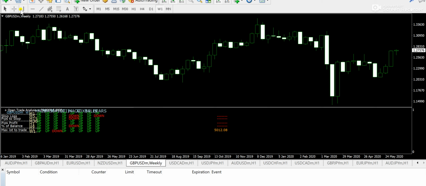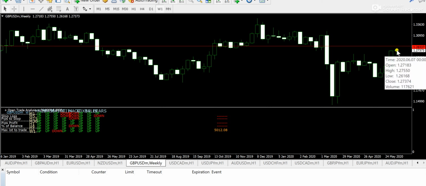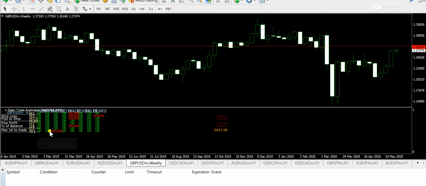Okay guys, now it looks like the Great Britain Pound USD is ready to go in the upward direction. Look at the candle guys, look at the candle. It has made a bullish pin, and then it started to go in the upward direction. So only 1 down sign and the rest of the symbols are in the upward direction. So it means that we can go further in the upward direction.